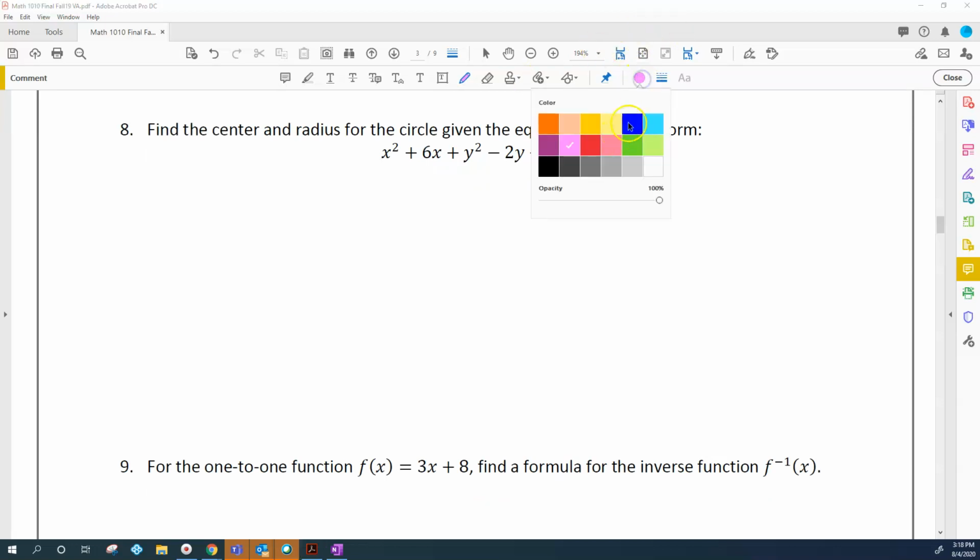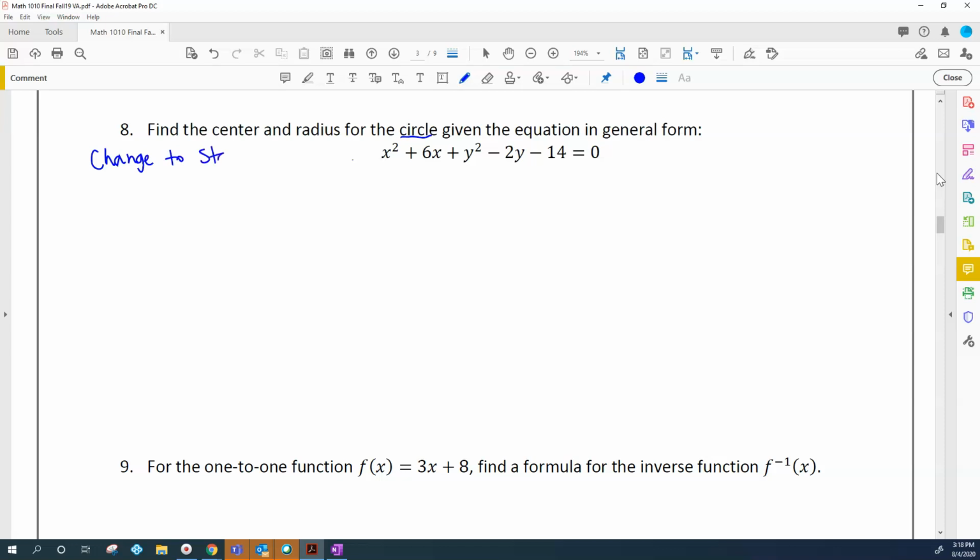All right, so this one is a circle problem. It's given to us in general form, but we need to change it to standard form to be able to figure out what the center and radius are. That's really what it's asking us to do. And to do that, you're going to complete the square.